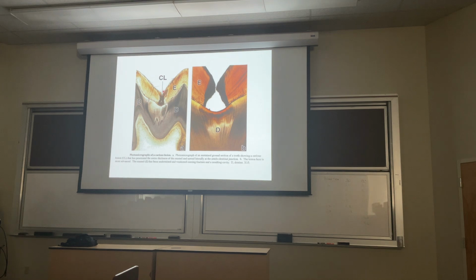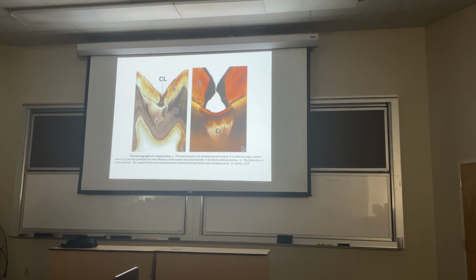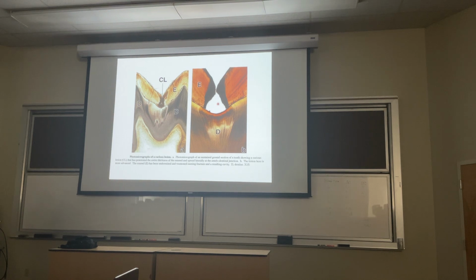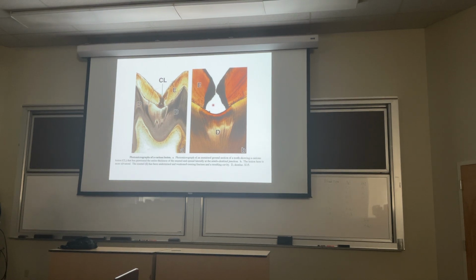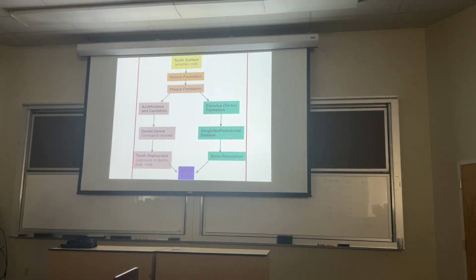This is a mature tooth that has a dental caries or cavity, and you can see the enamel has been degenerated here, and so you need to drill out the bad and put in some synthetic material that hardens and makes it so that it doesn't go down into the dentin, into the dental pulp, and you lose the tooth.